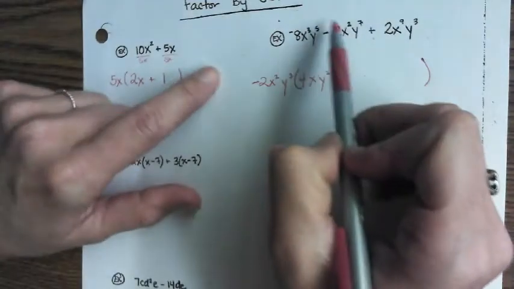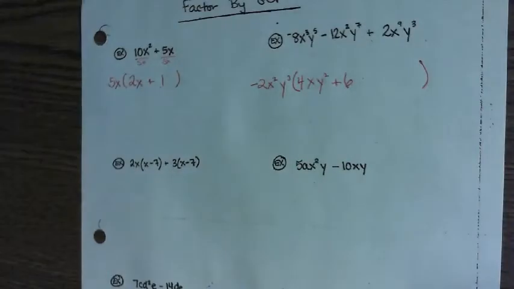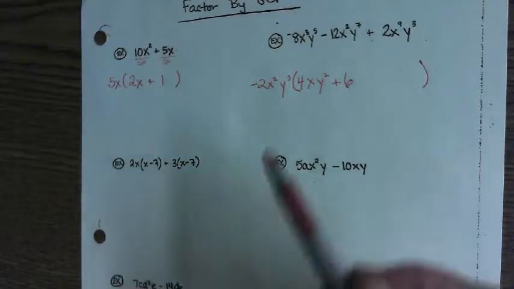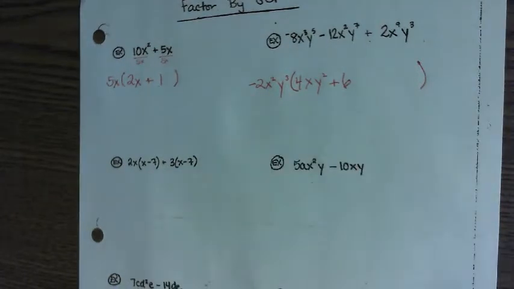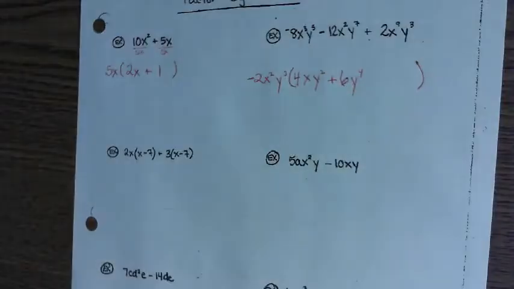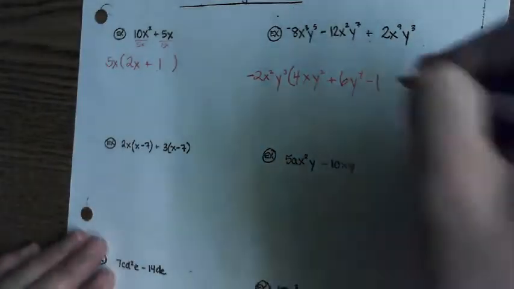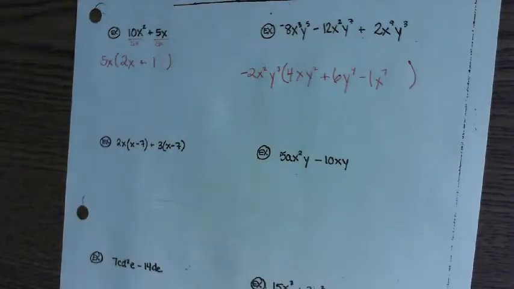Next term. What's a -12 divided by a -2? +6. What's an x squared divided by an x squared? Gonzo, right? If it's a 1, you don't have to write it because 6 times 1 would just be 6. And what's y to the 7th divided by y to the 3rd? Beautiful. And what is 2 divided by -2? -1. X to the 9th divided by x squared. And y to the 3rd divided by y to the 3rd? I'm done. Because I don't need to write that 1. Any questions?